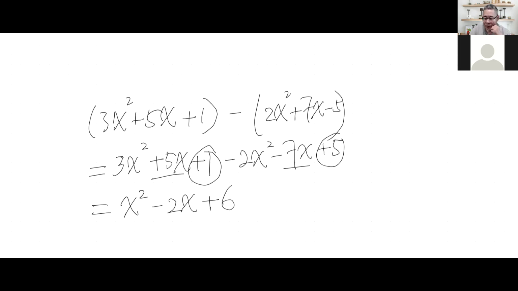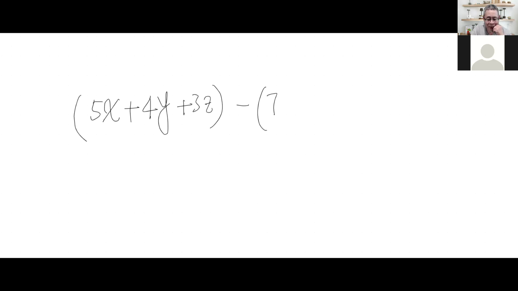Okay, let's try. Okay, now we're going to try different variables. So could have 5x plus 4y plus 3z, and that minus 7x and minus 3y, then plus 7z. Good? Okay.